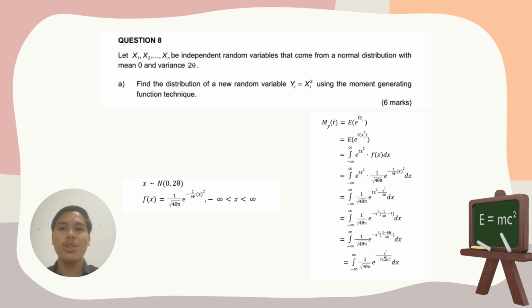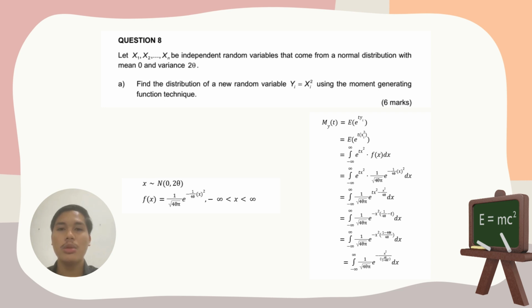S follows a normal distribution with mean 0 and variance 2 theta. The PDF for S is 1 over square root 4 theta pi, exponent negative 1 over 4 theta x squared, with range S negative infinity to infinity. After that, we use the moment generating function technique. M_Y(t) equals expected value of exponent tYi, then we substitute Yi with Si squared.